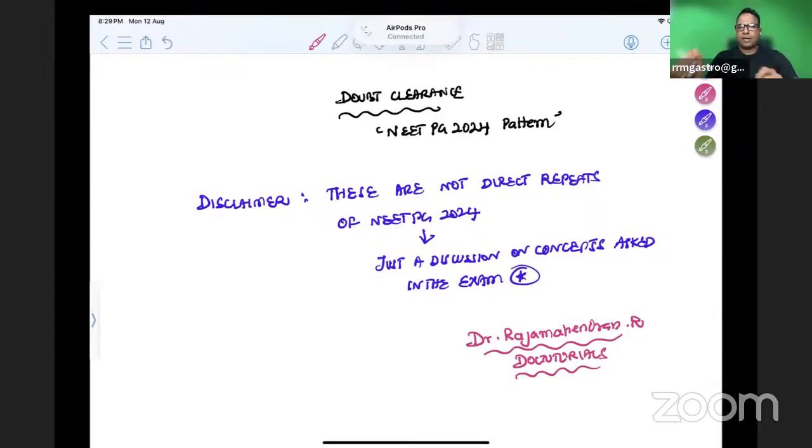Just this disclaimer. These are not direct repeat questions of NEET PG 2024, just a discussion of the concepts asked in the exam that we are going to have here. For those who are going to appear for future exams, this will be helpful to know how the exam pattern has changed and how the questions are coming up.